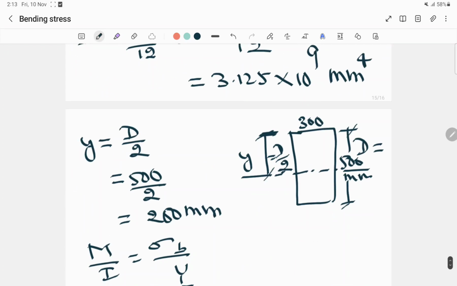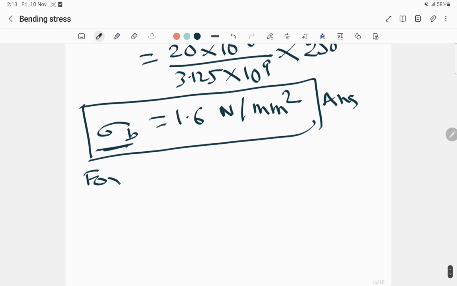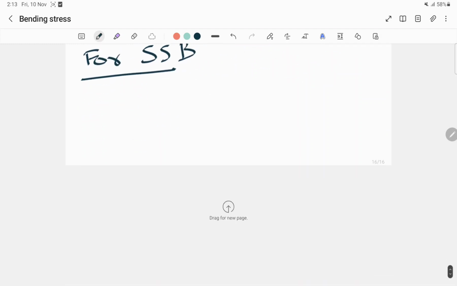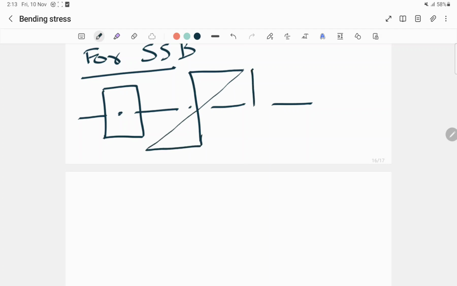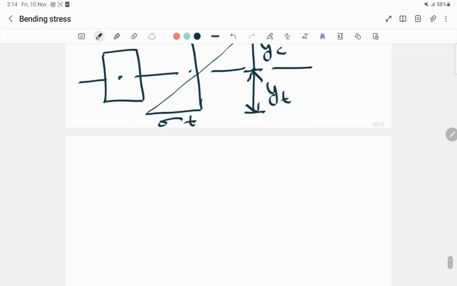Now next in the question it says that we have to draw the bending stress distribution diagram. For a simply supported beam and for a rectangular section, this is our bending stress diagram, where this is sigma c. Sigma c is the stress in compression, and sigma t is the stress in tension. The distance from the neutral axis to this part is yc, C stands for compression, and this distance is yt, T stands for tension. I'll explain why the distribution diagram is like that.